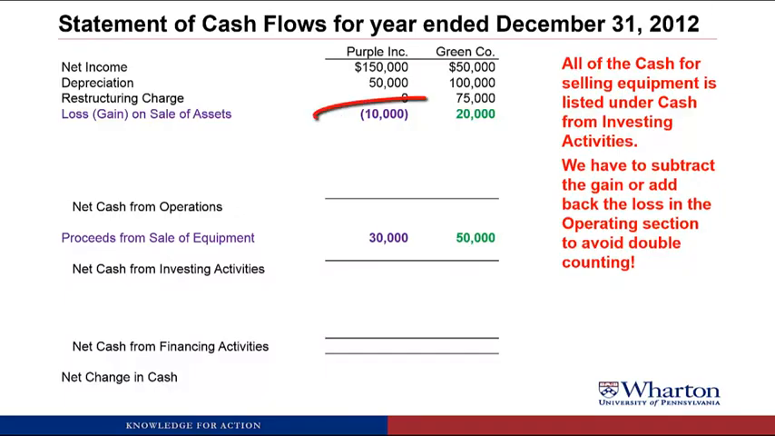So for Purple, they had a gain of $10,000. We subtract that gain to remove it from net income to get to cash from operations. For Green, they had a loss. We need to add that loss back to remove it from net income to get to cash from operations. By taking out the gains and the losses, we avoid double counting the cash flow in operating. We've already recognized that cash flow in investing.